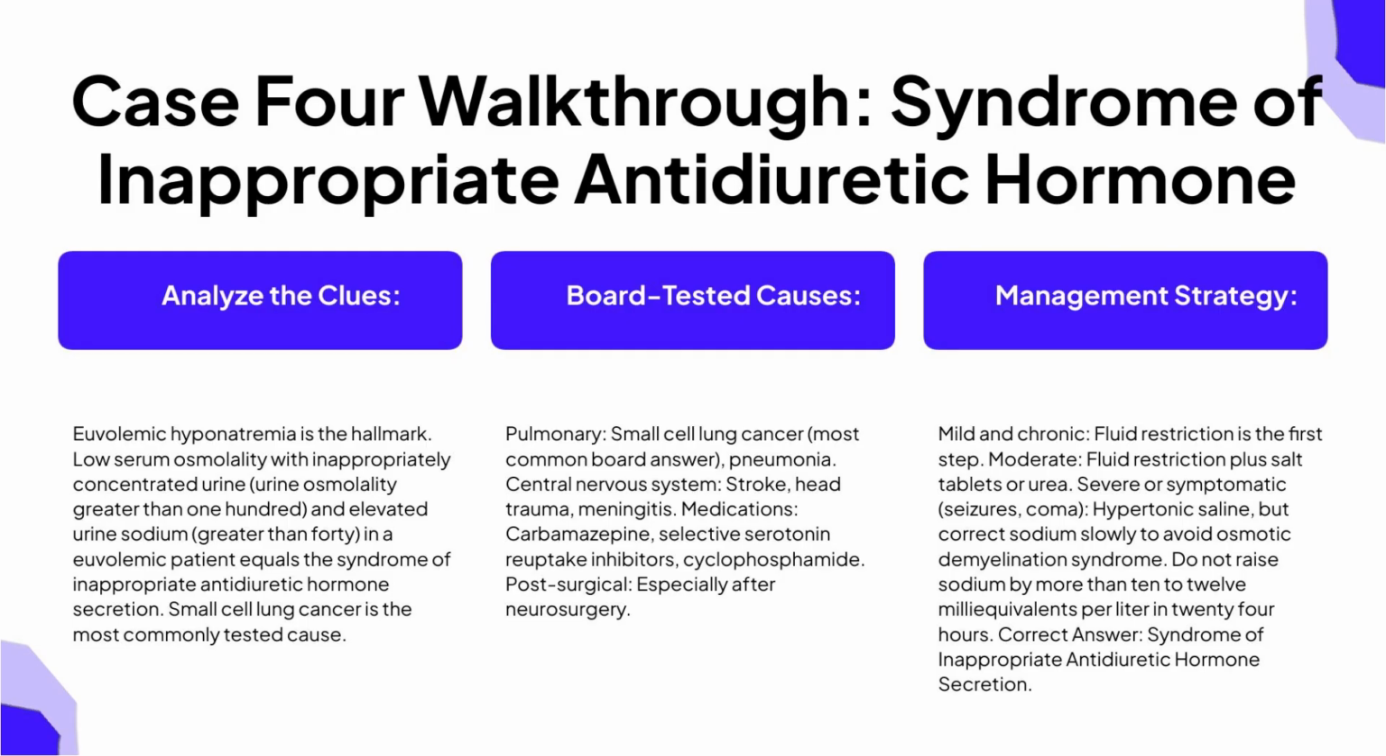Other high-yield causes include central nervous system disorders, certain medications like carbamazepine and selective serotonin reuptake inhibitors, and post-surgical states. For management, the boards love to test the treatment approach. For mild cases, fluid restriction is first line. For severe symptomatic hyponatremia with seizures or coma, you need hypertonic saline, but you must correct slowly.